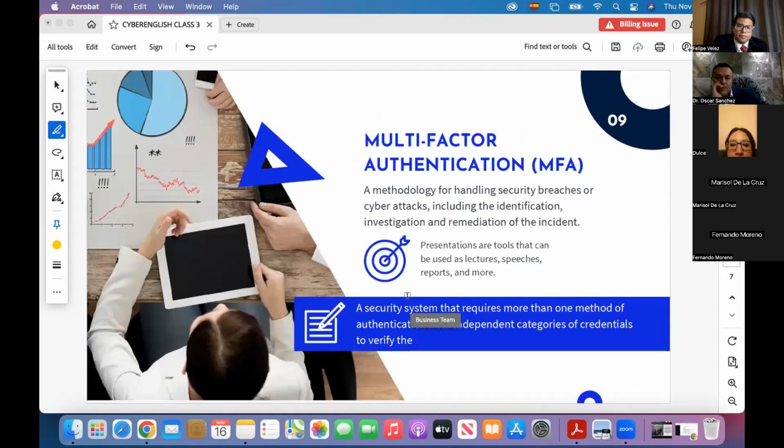Yes. Now, repeat after me, everybody. Multi-factor authentication, MFA. Multi-factor authentication.